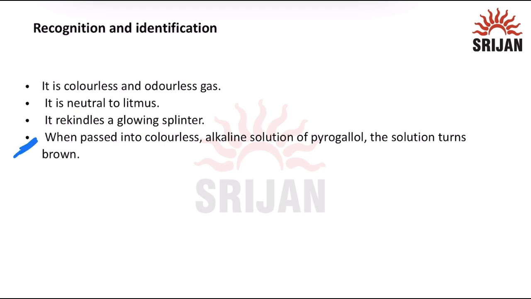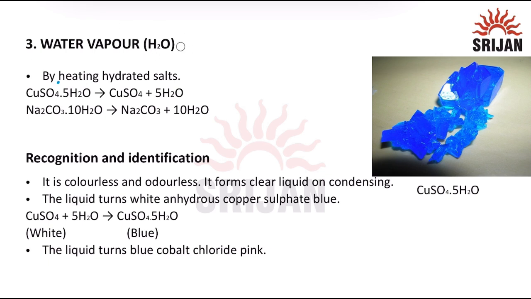Going ahead, water vapor, that means H2O. The chemical formula of water vapor is also H2O. Steam, which we can say, by heating hydrated salts. So take any hydrated salt. What does hydrated salt mean? Salt we know, but hydrated salt means salt with water. So here CuSO4 is the salt and H2O is water. So water with salt is called hydrated salt. So heat any hydrated salt, we will get CuSO4 plus 5 times H2O.